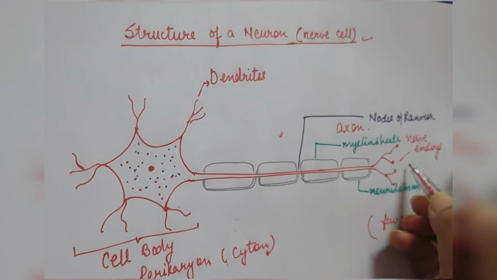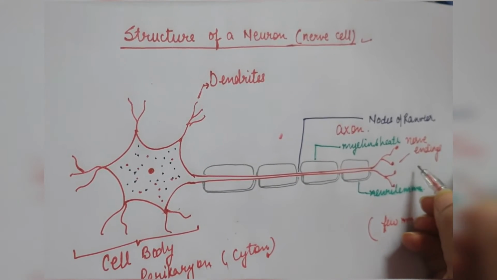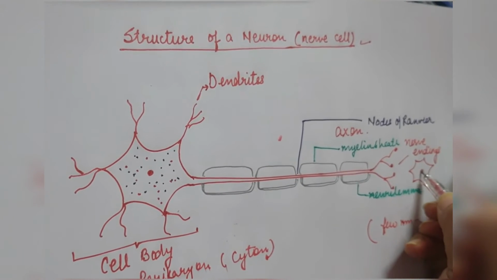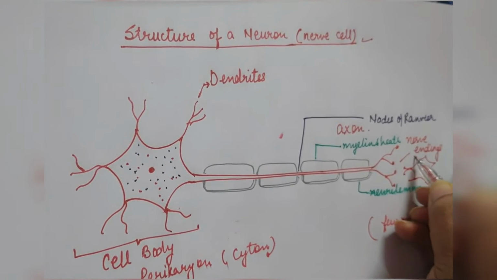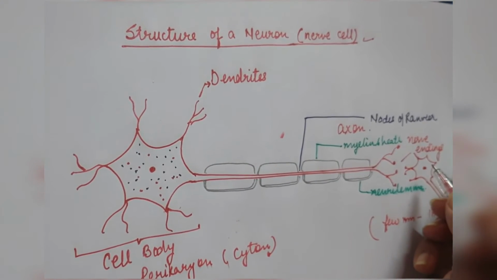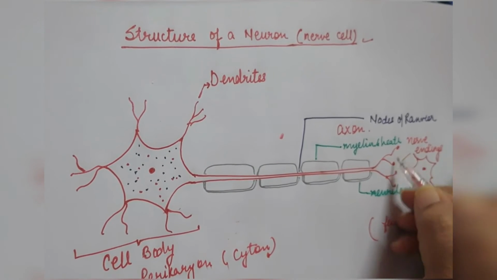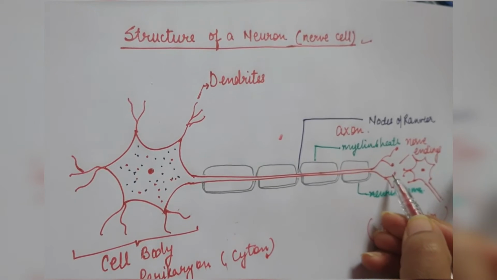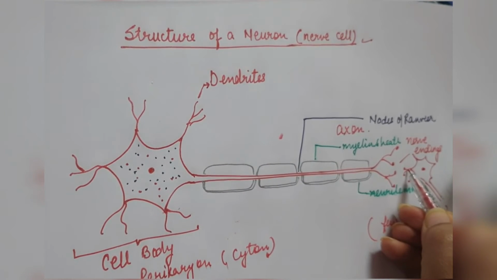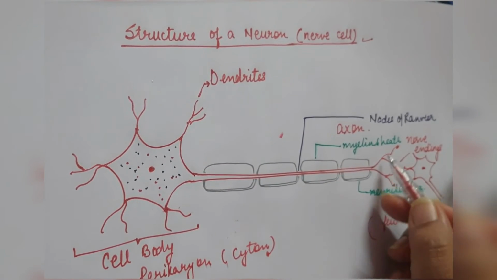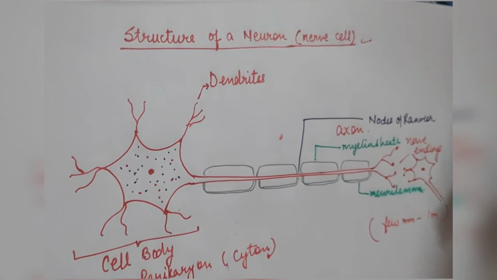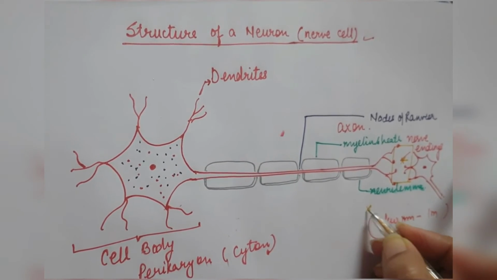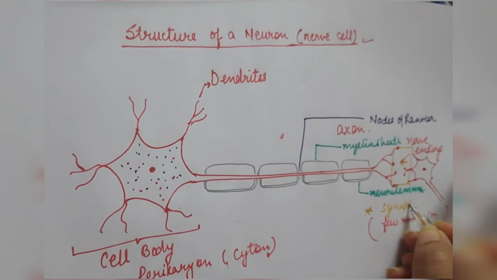Now no two axons are joined together. The other axon will start after some gap. These are the dendrites of the other neuron. It is not joined here, but it is closely placed near the dendrites of another one. The axon endings of one neuron and the dendrites of the other neuron are not connected, but they are placed near each other, and this space is known as the synaptic cleft.